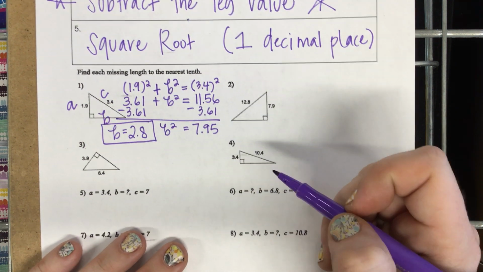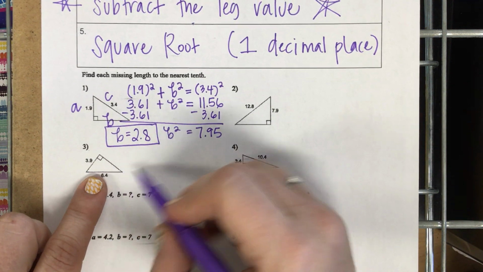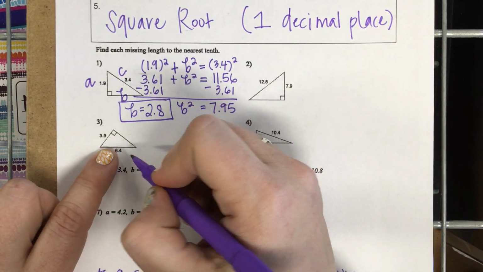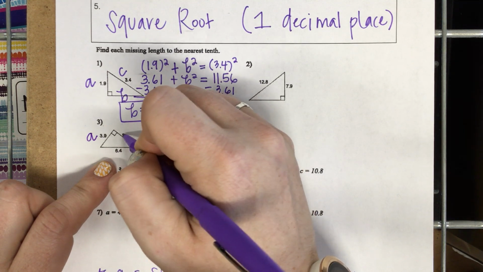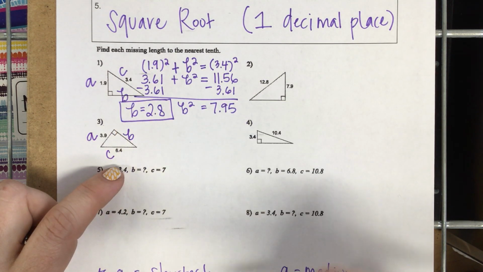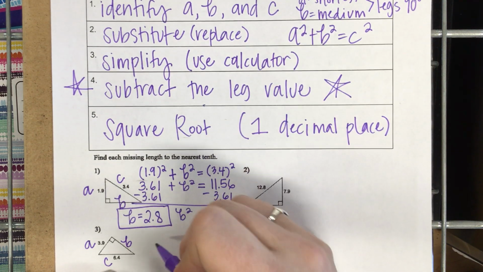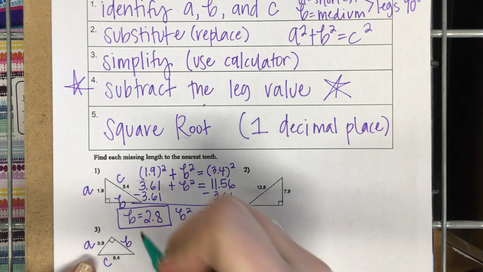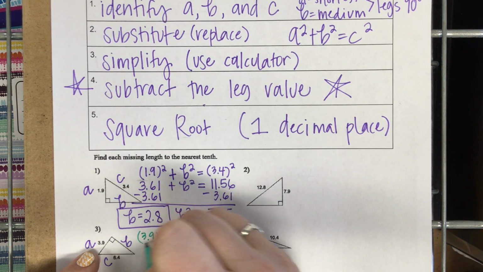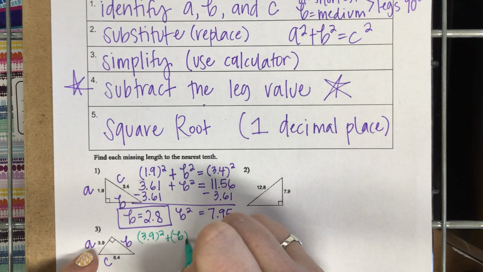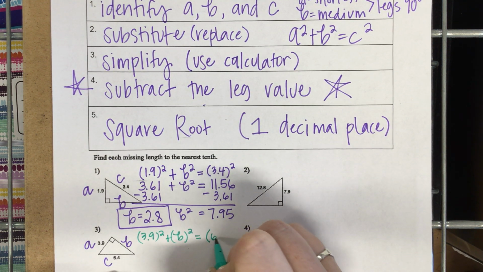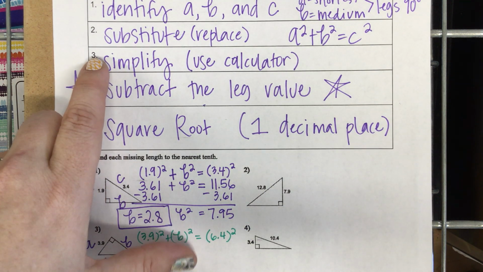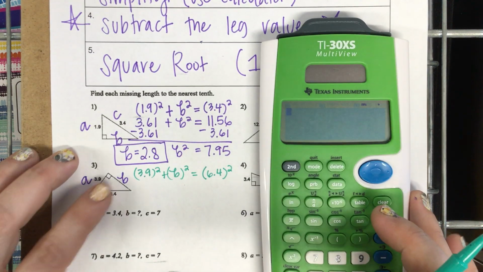So let's do one more practice. Let's do number 3 down. You're going to keep practicing on your own. Identify the A, the B, and the C. Substitute. I'm going to switch colors just so that they don't blend together. 3.9 squared plus B squared equals 6.4 squared. I'm going to simplify. I'm going to use a calculator.